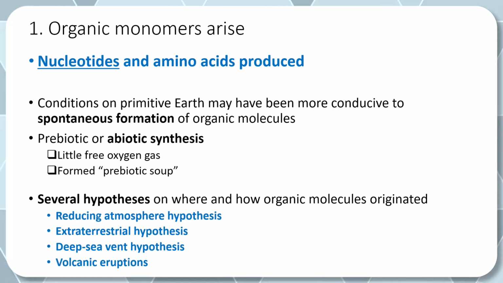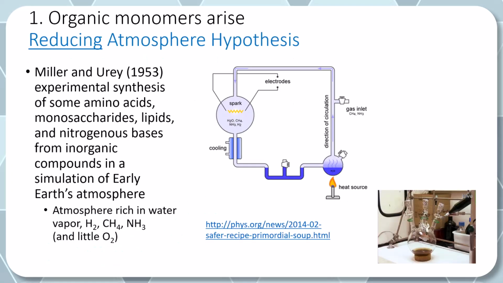There's several different hypotheses on where and how organic molecules originated, and we'll go over these on the next couple slides here, but there's the reducing atmosphere hypothesis, the extraterrestrial hypothesis, the deep sea vent hypothesis, and also volcanic eruptions could be responsible for organic monomer formation.